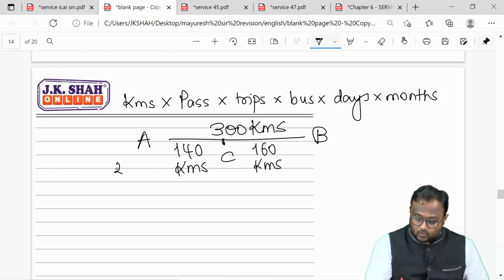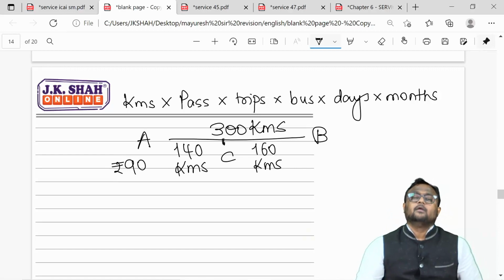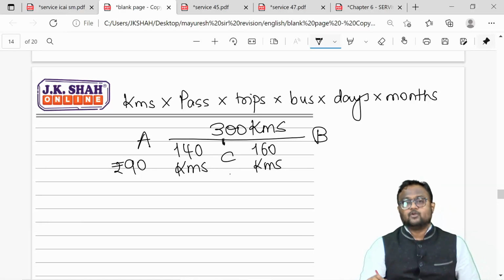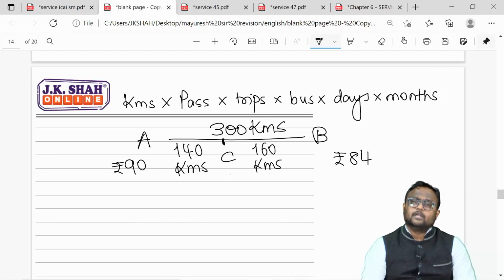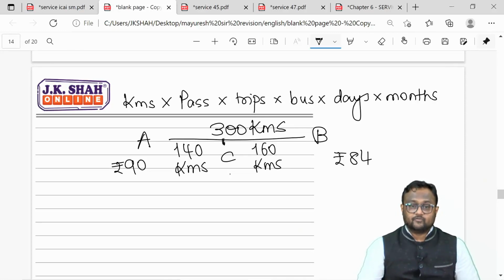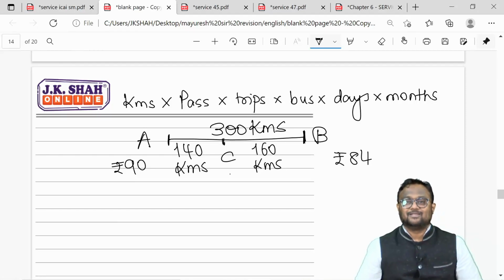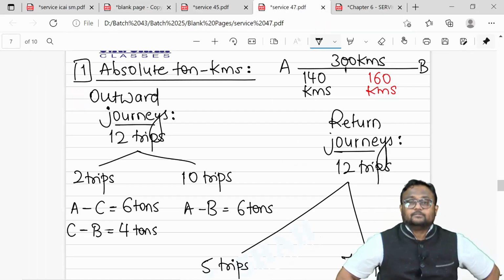Then they said once you load anything at A, you will be charging 90 rupees per ton, whether it is dropped at C or taken to B. And once you load anything at B, it will be charged 84, whether it is dropped at C or taken to A. So there is no concession given for intermediate delivery of goods. For the first time you are charging goods on the basis of the starting point and not the destination. That's fine. This happened.